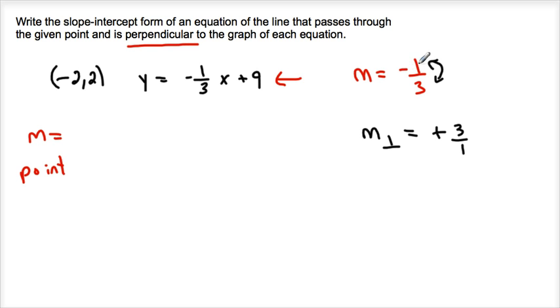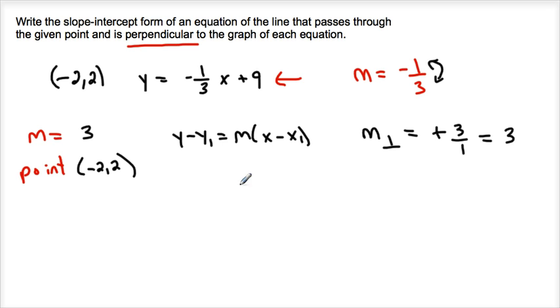So the slope here is negative 1/3. Right away, my negative turns into a positive. My 1 over 3 now turns into the reciprocal of 3 over 1, or in this case, I could just say 3. So now I have my slope is 3. My point was negative 2, 2. I do not have a y-intercept again, so I'm going to use my point-slope form. So I'm going to go y minus y sub 1 equals m times the quantity x minus x sub 1.